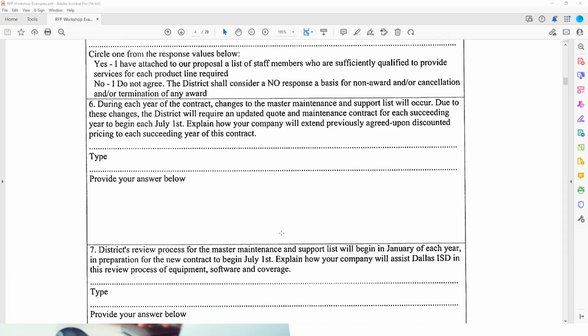So here, this is talking about, you have to explain how your company will extend previously agreed upon discounted pricing. Here we go with the pricing again. And you guys have already identified that pricing is worth up to 40 points. So they're wanting you to explain that. So we want to add that to our checklist.